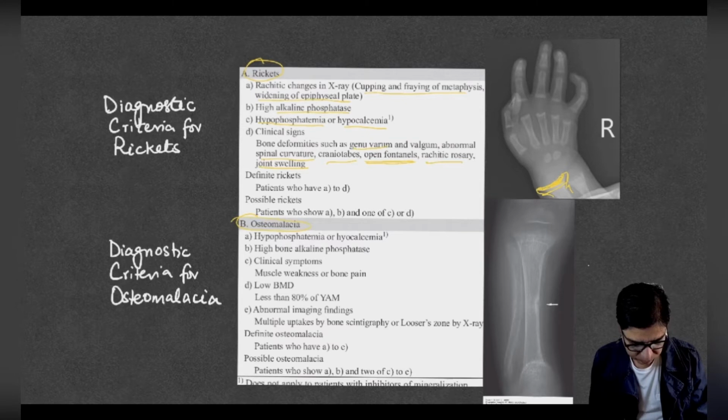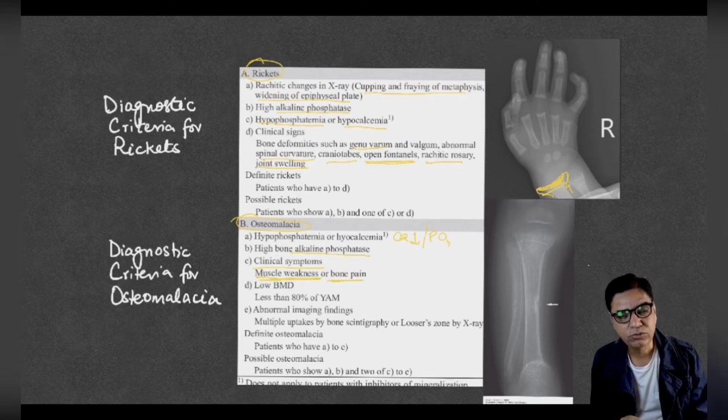The clinical criteria for osteomalacia, again, you need to have the same low calcium or low phosphates. You need to have high alkaline phosphatase levels in the blood. You need to have clinical symptoms. And if you see here the clinical symptoms, you don't need the X-ray finding. All you need is that you have got clinical symptoms of muscle weakness or bone pain. So here you do not need to have the other clinical signs like craniotabes, genu varum, genu valgum, widening of the wrists, things like that. Here muscle weakness and bone pain, because osteomalacia is usually the deficiency of mineralization of the osteoid.